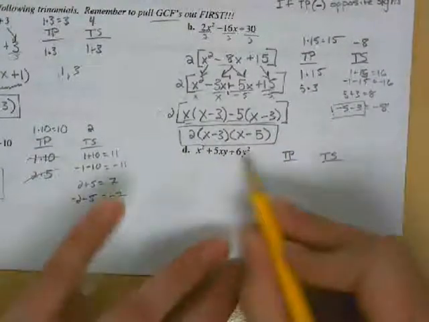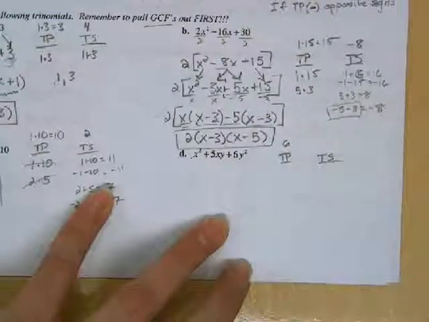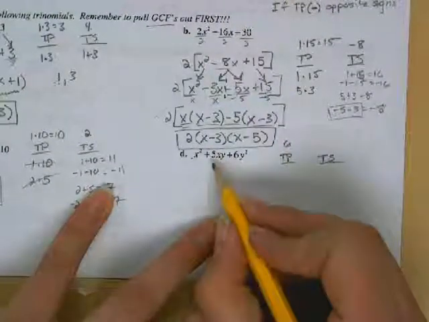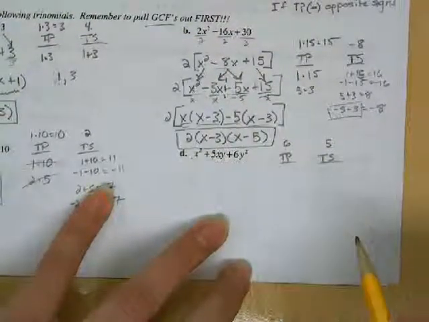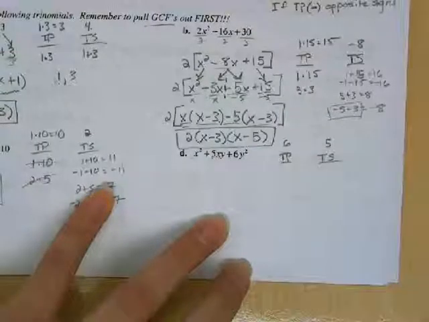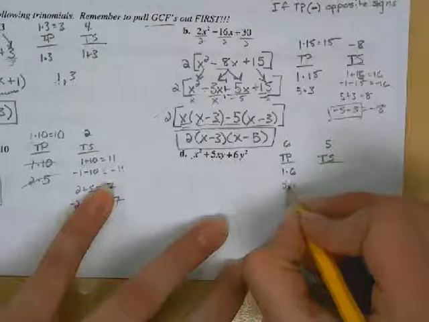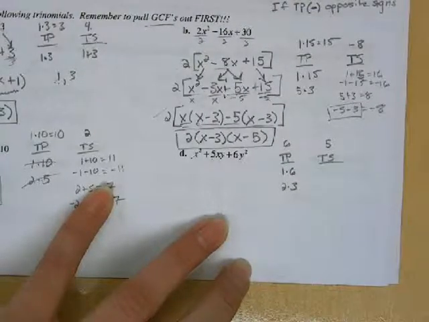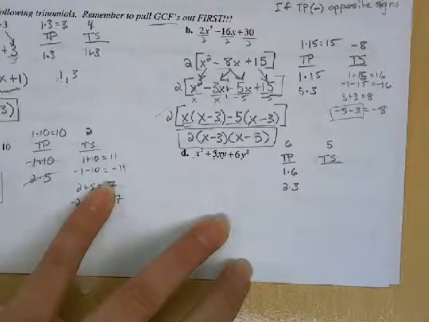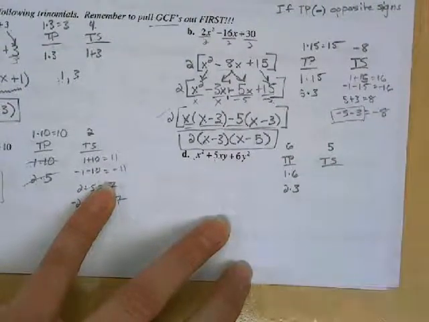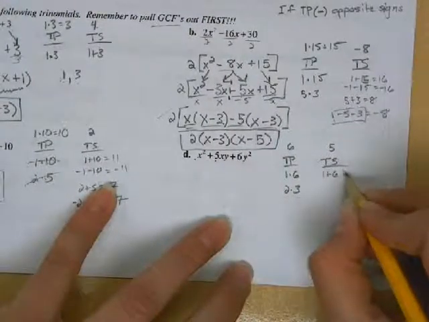Okay, my target product is 1 times 6, so target product of 6. Target sum is positive 5. So I'm trying to find what two numbers multiply to 6 but add to 5. Okay, start listing them out. I have 1 times 6, and I have 2 times 3. That's the only numbers. Hopefully it's kind of starting to jump out at you. As you get more comfortable with this, it becomes easier and easier to find each one of these products, the numbers.